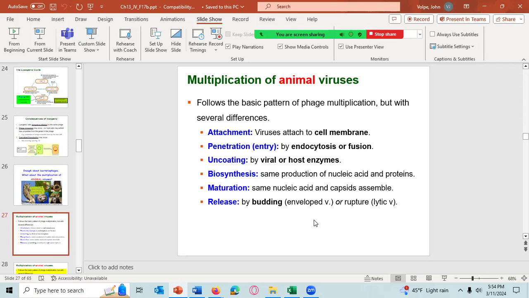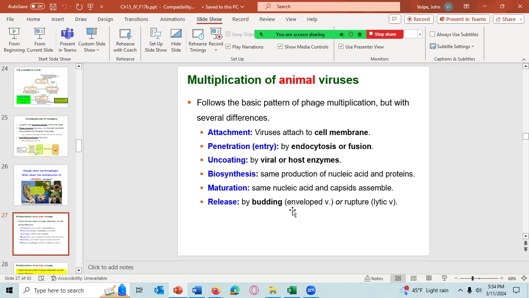animal viruses that do follow the lytic life cycle, so they will infect a host cell, replicate the virus, and then lyse the host cell to release the newly replicated viruses. So we do have the lytic life cycle in animal viruses. We do not have the lysogenic life cycle viruses, but we do have the budding life cycle virus.